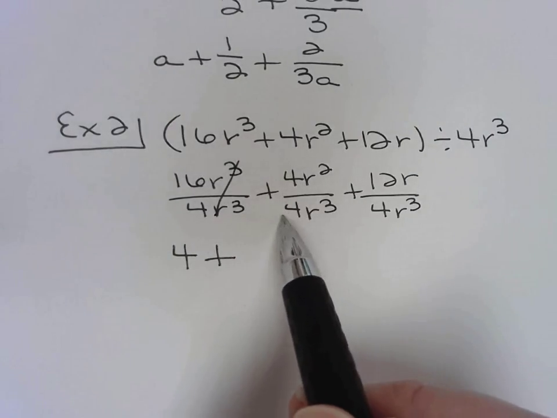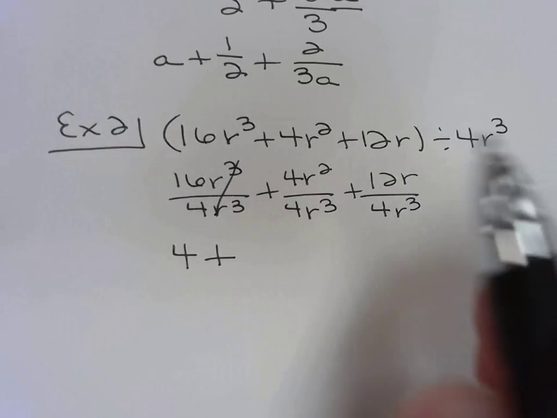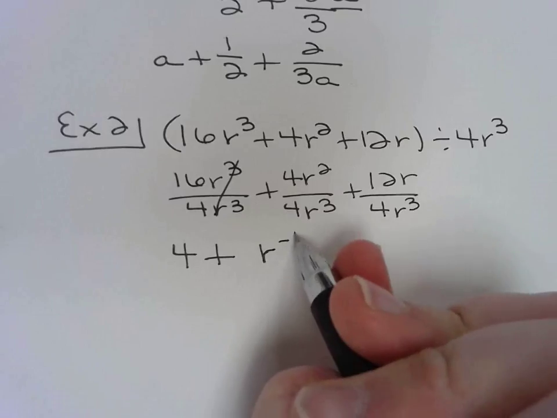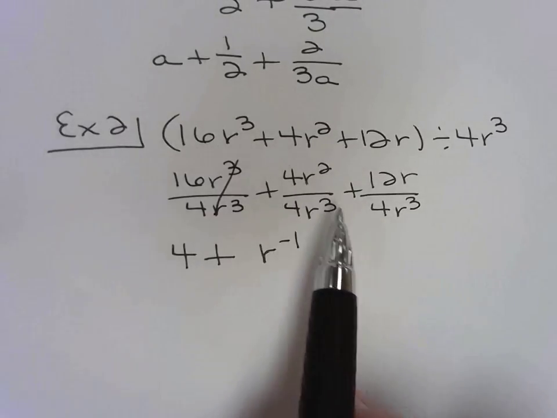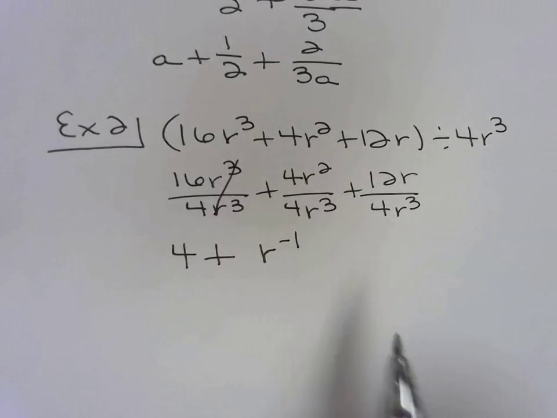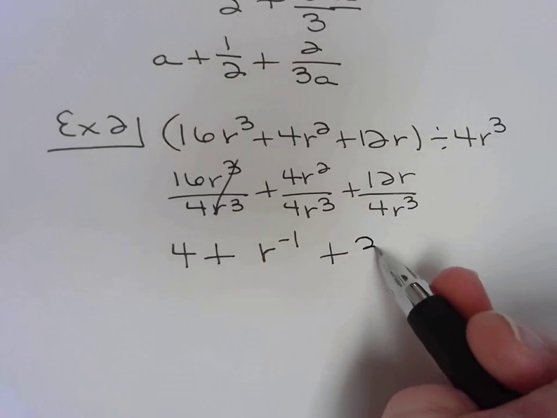4 over 4 becomes 1. And then subtract your exponents. 2 minus 3, r to the negative first. 2 minus 3 is a negative 1. If your bottom exponent is bigger, you're going to have a negative when you subtract 2 minus 3. We'll deal with that negative in a second. The last one, 12 divided by 4, 3.